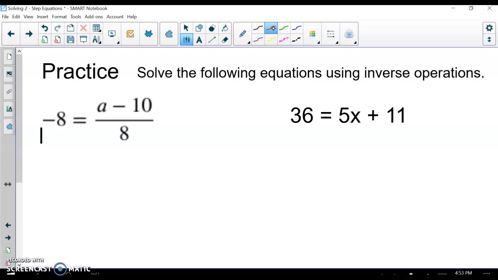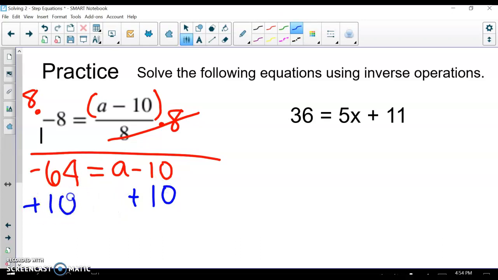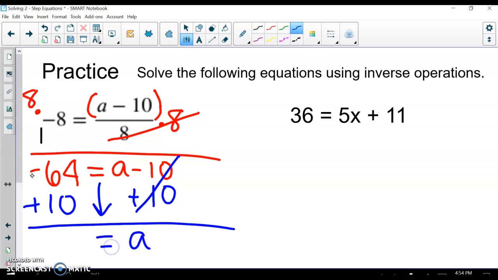Welcome back. So a minus 10, again, is your parentheses in this case because it's all being divided by 8. So first we are going to multiply by 8, multiply by 8. So here we get a minus 10 divided by 8 multiplied by 8. These cancel out. So we are left with a minus 10 is equal to 8 times negative 8. It's negative 64. The opposite of subtraction is addition, so we're adding 10 to both sides. And we are left with a equals negative 64 plus 10 is negative 54.